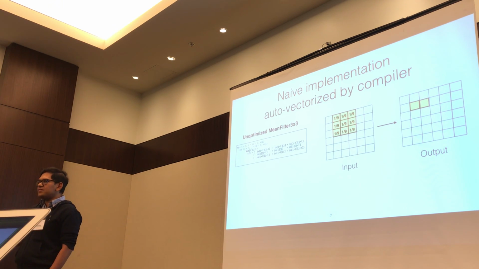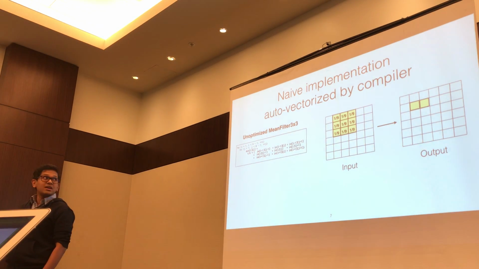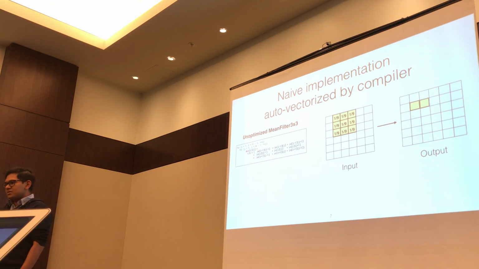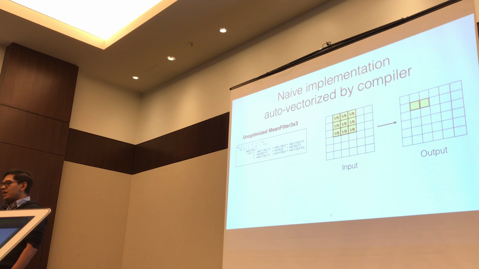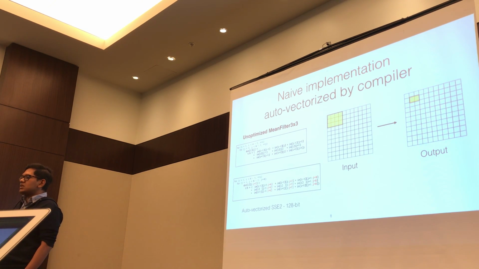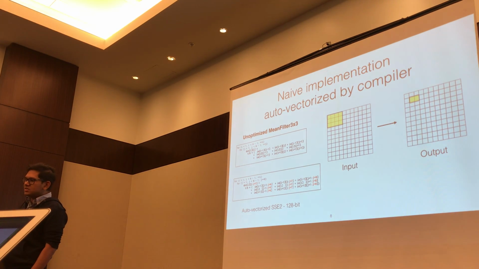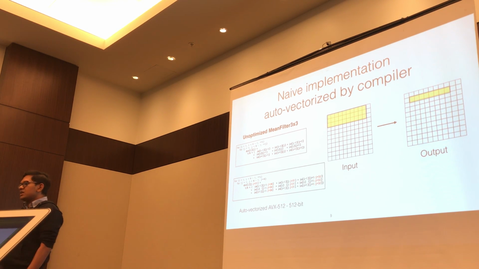Given this simple specification, a naive programmer would come up with code like what I have shown here. It's completely unoptimized. But the good thing here is compilers can easily analyze this code and auto-vectorize it. So if you give it a machine which has only SSE2 instructions, it will compute 8 elements at a time instead of 1. And if you expose it to a 512-bit machine, now you can compute 32 elements at a time.